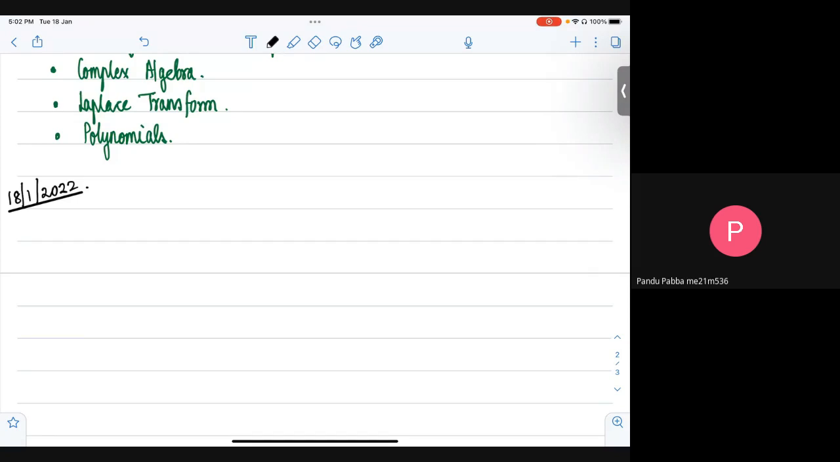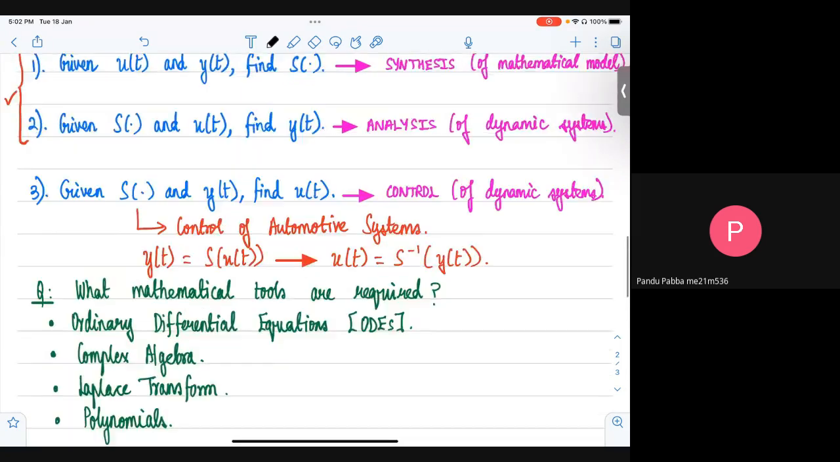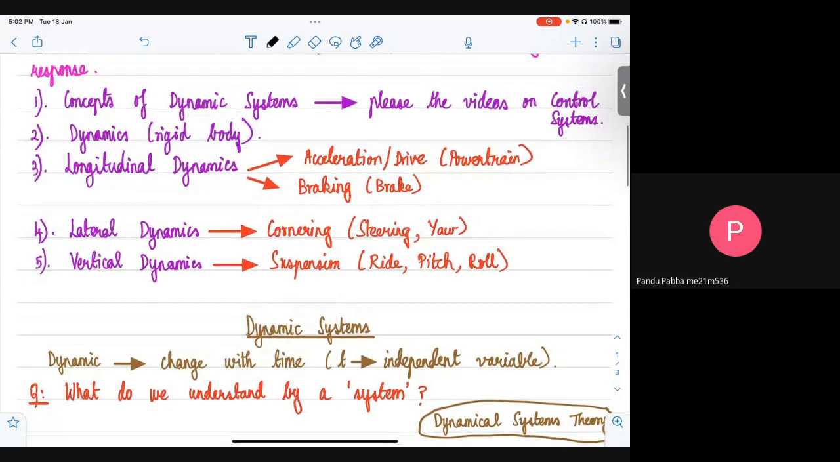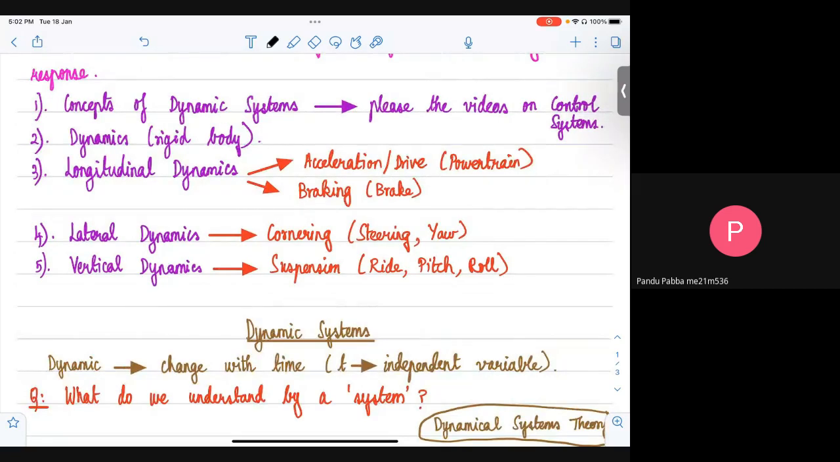Just to briefly recap what we studied in the previous lecture, we had a broad overview of the scope, what we are going to learn, and then we looked at this course as consisting of 5 modules. We would first start off with a brief overview of dynamic systems, then a brief recap of rigid body dynamics. Then we will go into application of these ideas for longitudinal dynamics, lateral and vertical dynamics. Okay, so that is going to be the flow of information in this particular course.